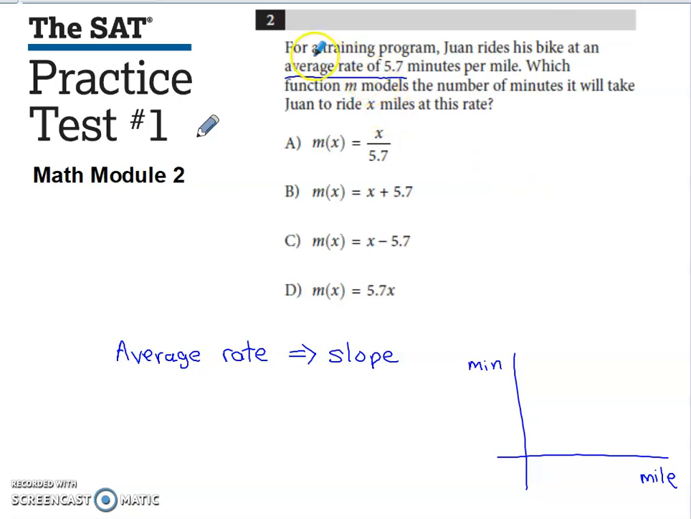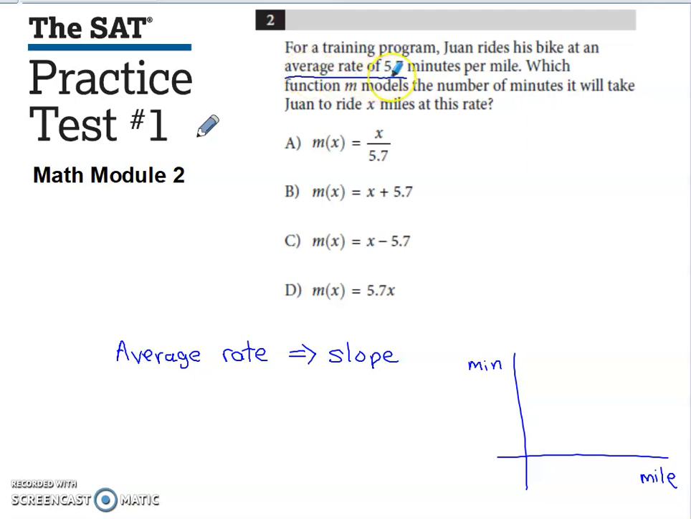This practice SAT problem says that for a training program, Juan rides his bike at an average rate of 5.7 minutes per mile. Which function M models the number of minutes it will take Juan to ride x miles at this rate?